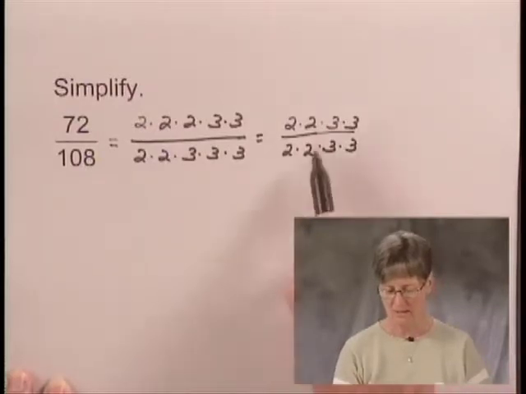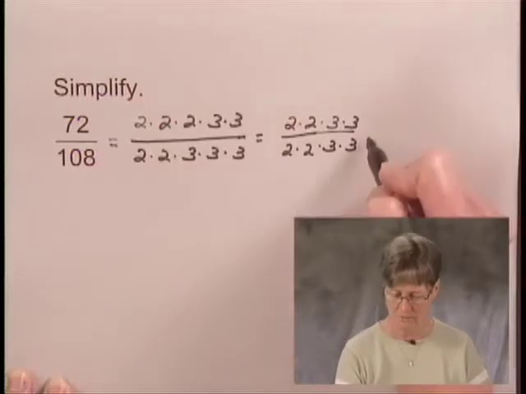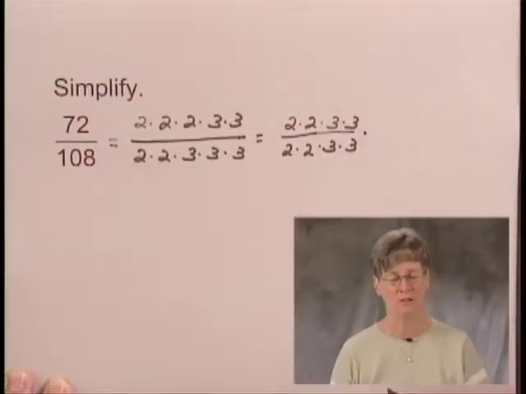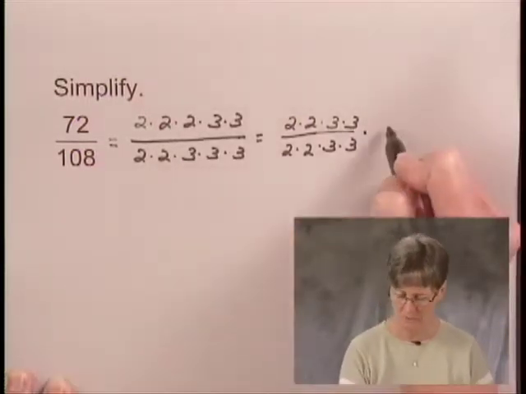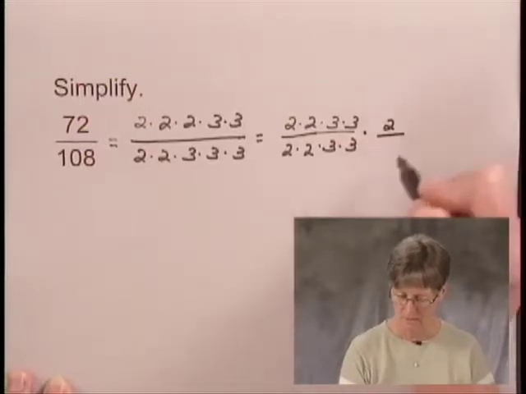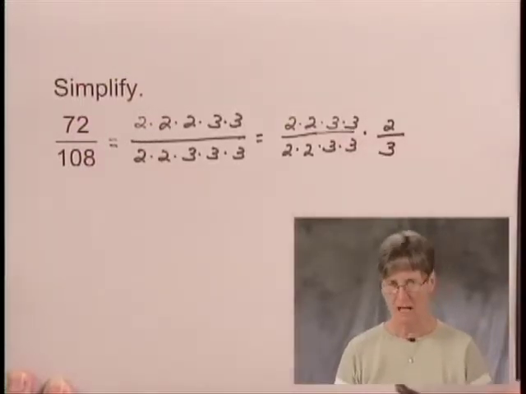So I can write this as 2 times 2 times 3 times 3 over 2 times 2 times 3 times 3 times the numbers that are left in each place. There is a 2 left in the numerator, and there is a 3 in the denominator.